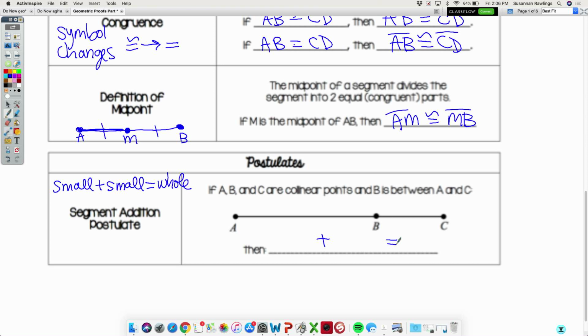So you're actually going to fill in. How would I name my small part? How would I name my other small part? What's my whole thing? So I'm going to pause here and let you guys try that.